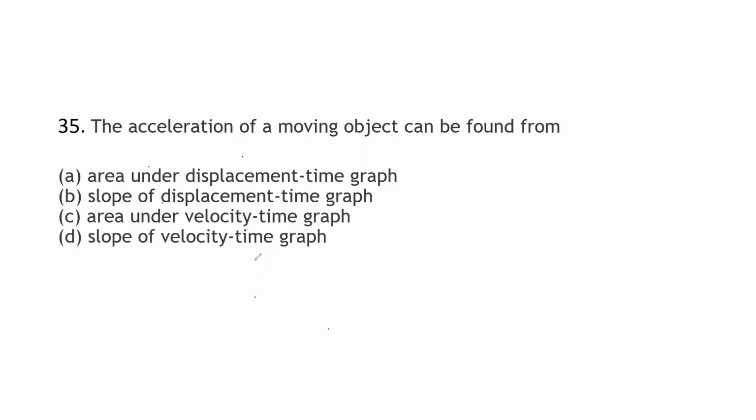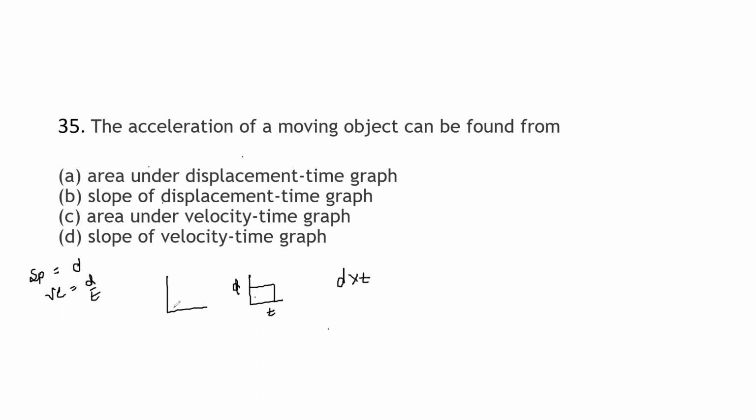Area under the displacement-time graph. If you take time on one axis and displacement on the other, the area can be written as length into breadth, that is displacement into time. We know that velocity is distance divided by time, but area is distance into time, so displacement into time is not any quantity here. So leave that.